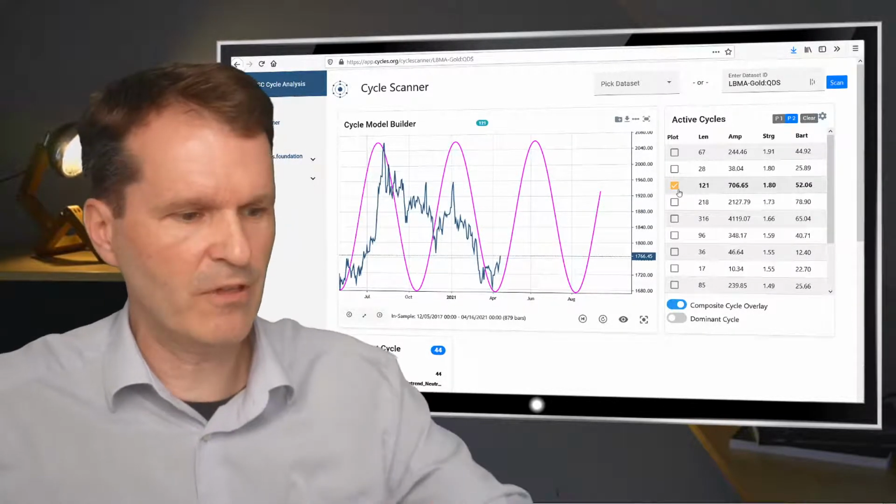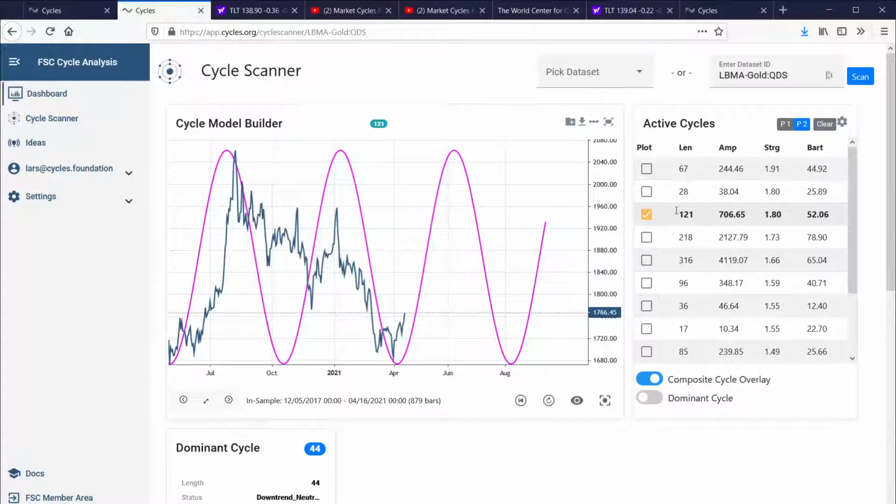Again, there is a cycle with a length of 121. So you see, this is what happens to cycles. They are dynamic. In November last year, it was a length of 130. In January this year, the length shifted to 128. And now we have April, and the length shifted to 121.